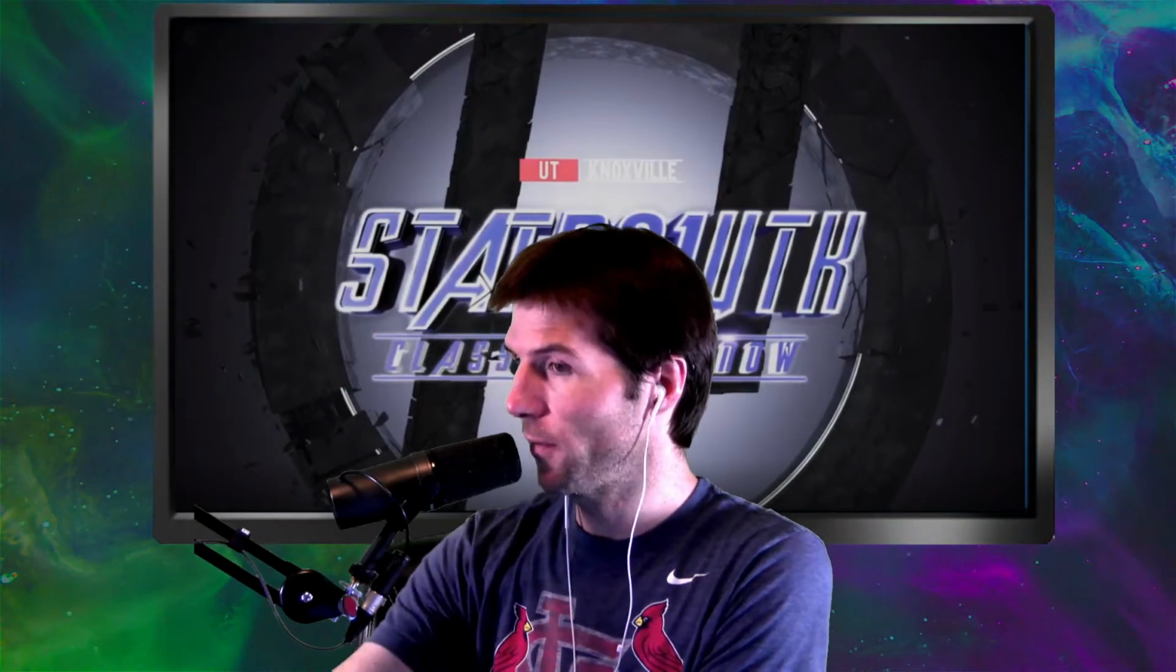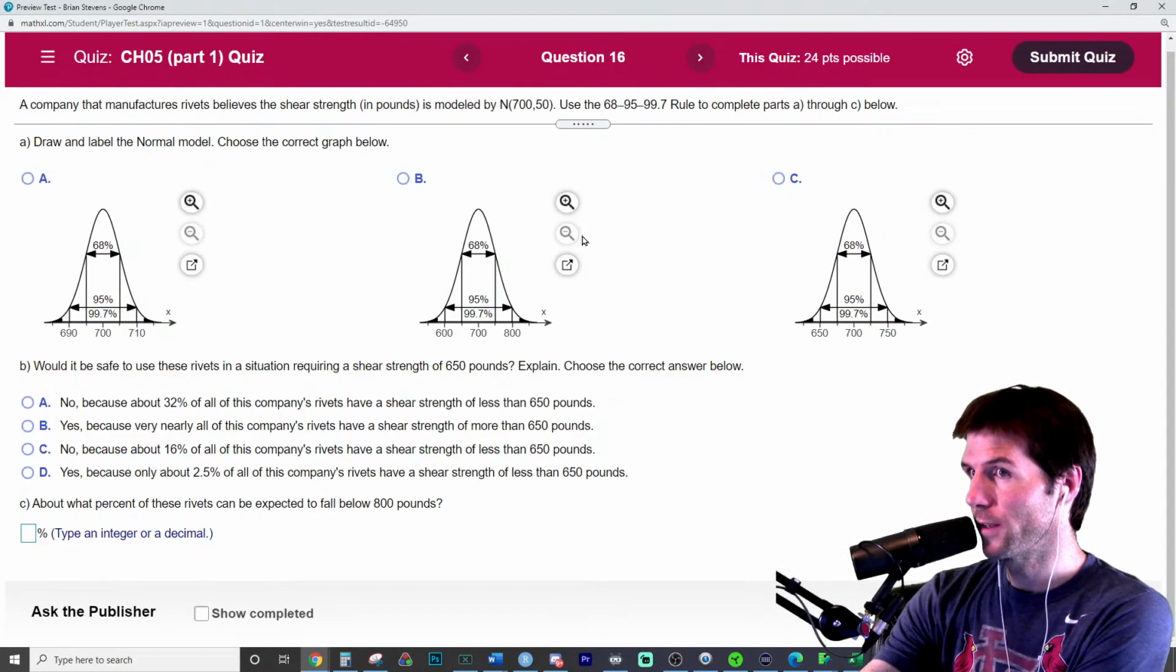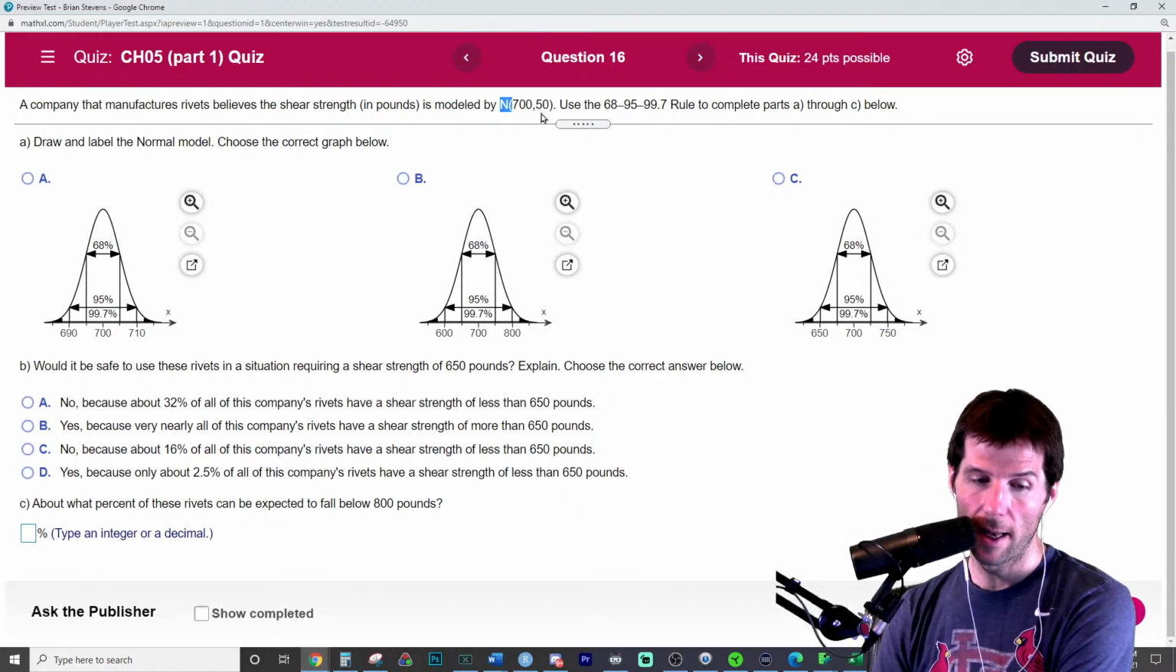Here we go with the company that manufactures rivets. Chapter 5, Part 1, Stat 201. A company that manufactures rivets believes that the shear strength in pounds is modeled by a normal distribution. That's what that capital N stands for, with a mean, the first number here, which means it goes at the center. And has a standard deviation, the variation, of 50.